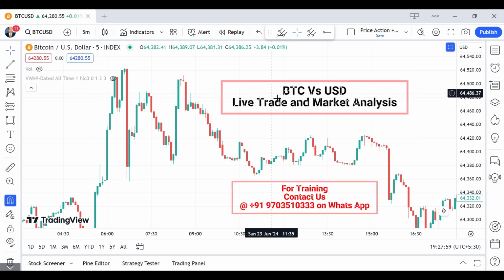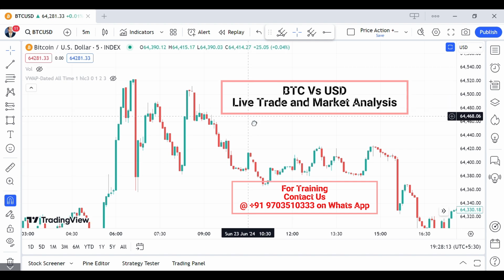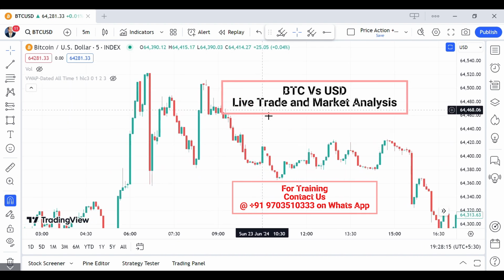Hi friends, this is Bitcoin versus US dollar 5 minutes time frame chart. In this naked chart, I'm going to show you how to read price and how to take wonderful trades. Bear with me for another 5 minutes because I'm going to disclose some very powerful concepts of how to read the price. Let's quickly jump into analysis.